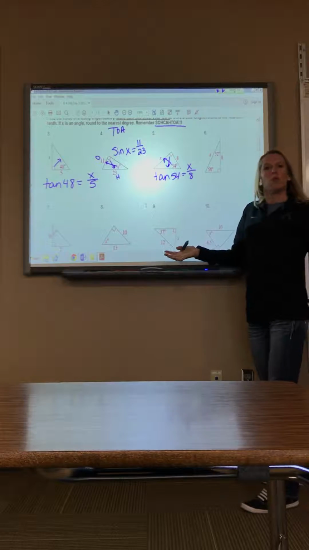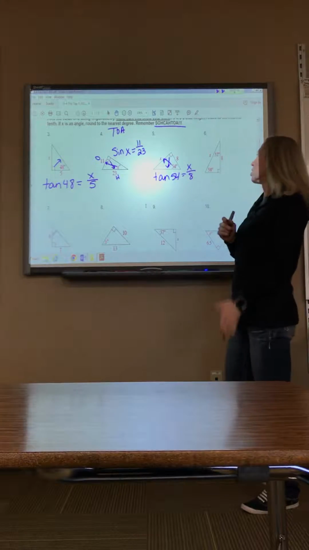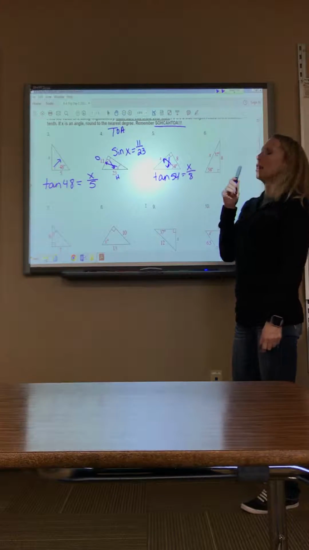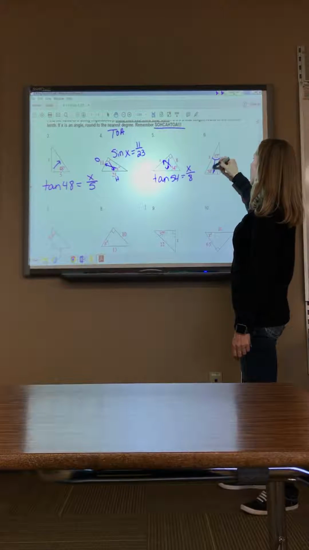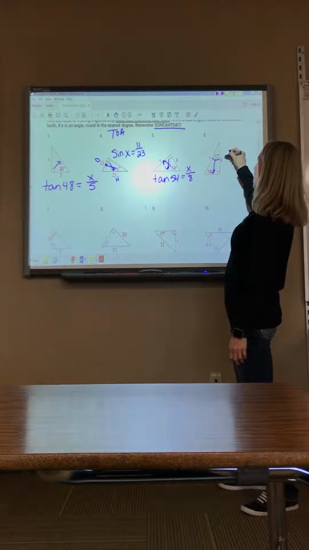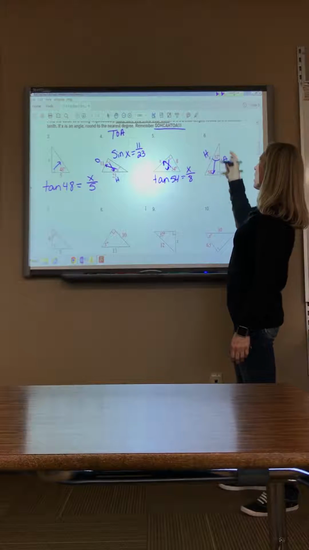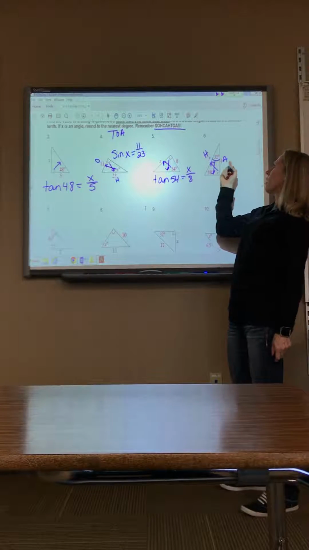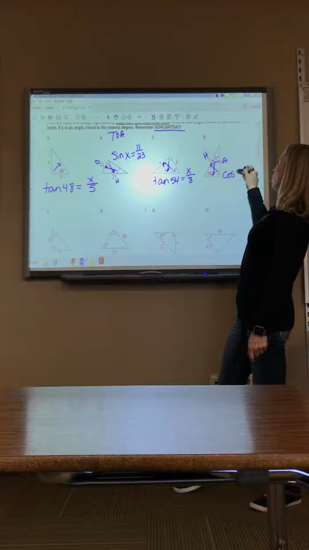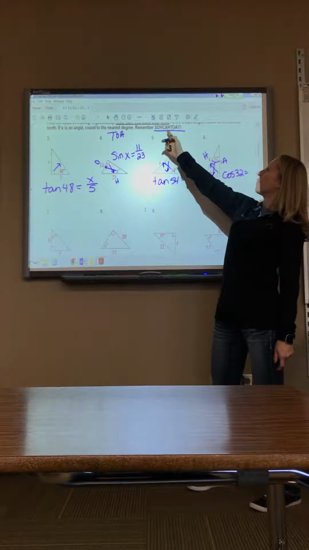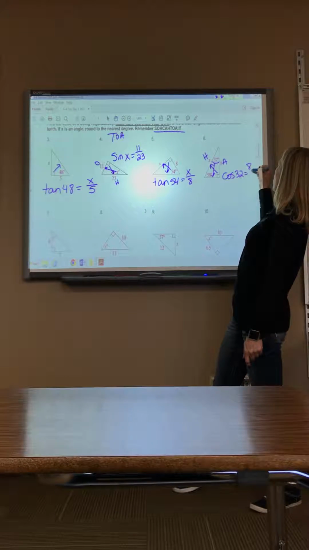Number 6, you get to choose which angle you want to use. You can use whichever one you want. I think I like the 32 degrees. So I do not have an opposite. There's no opposite. I have an adjacent side and a hypotenuse side. So A and H is cosine. So make sure you write cosine 32. You have to put A over H, so 8 over X.